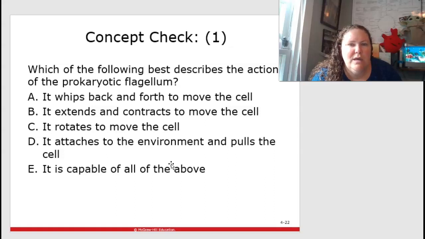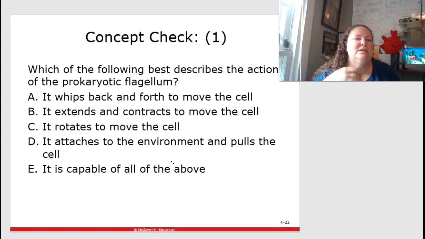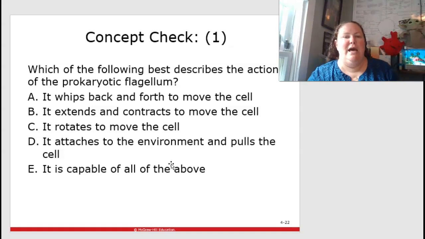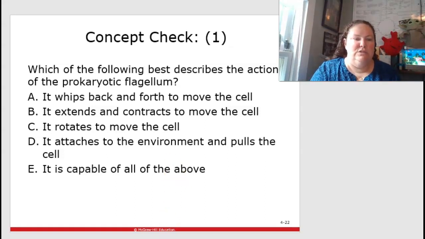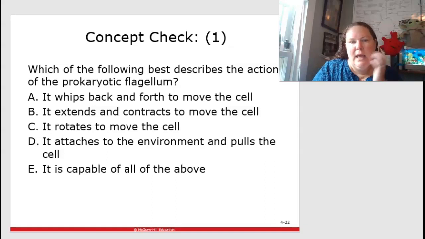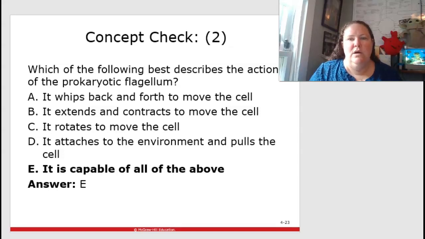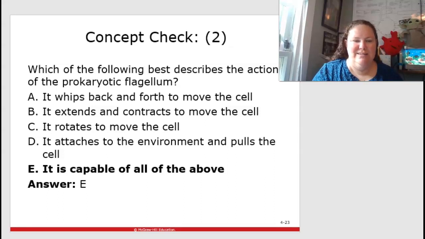So let's take a moment and pause and see which of the following best describes the action of the prokaryotic flagella. So why don't you pause and come back? All right. So the prokaryotic flagellum is capable of doing all of the above. It can whip back and forth to move the cell, it can extend and contract to move the cell, and it can rotate to move the cell. And finally, it can also attach to the environment and pull the cell. All right, great job.